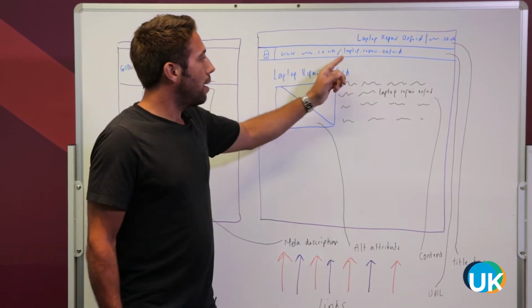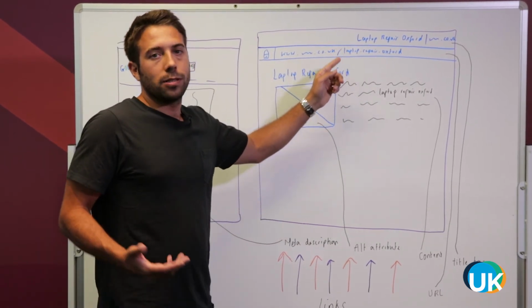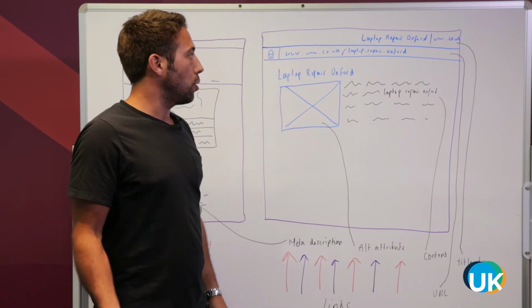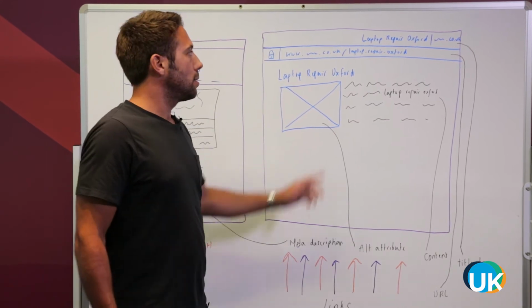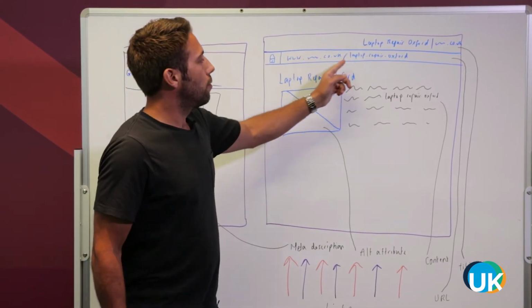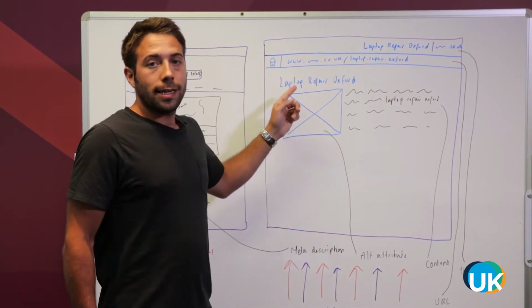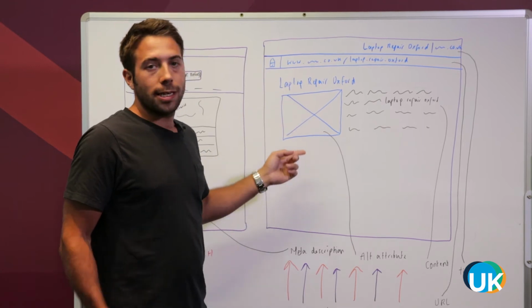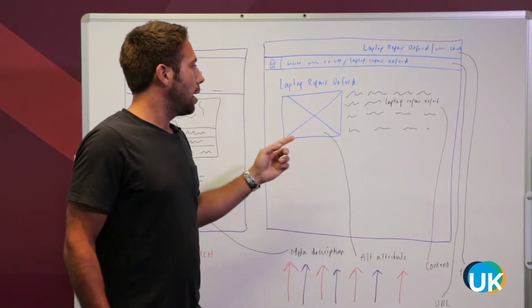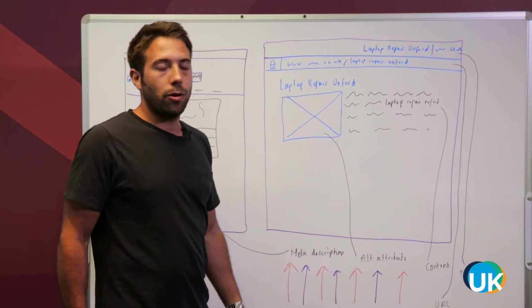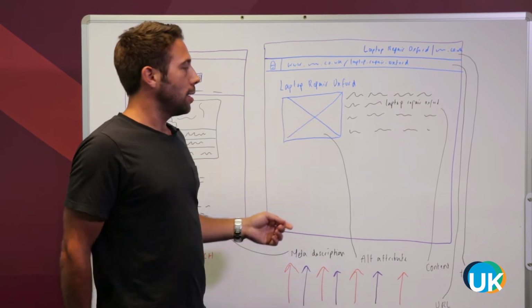If you can, include it in the URL as well, because the URL is going to give some description to users and Google of what to expect on the page. So here we've got your URL /laptop-repair-Oxford. We've got the H1 tag here. It's important you just have a single H1 tag on each page, and that should be your top primary keyword. So in this case, laptop repair Oxford.